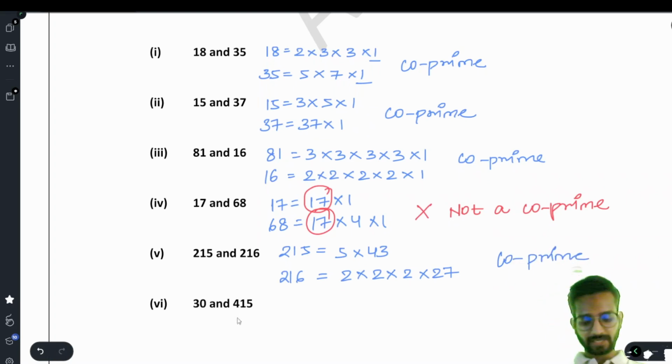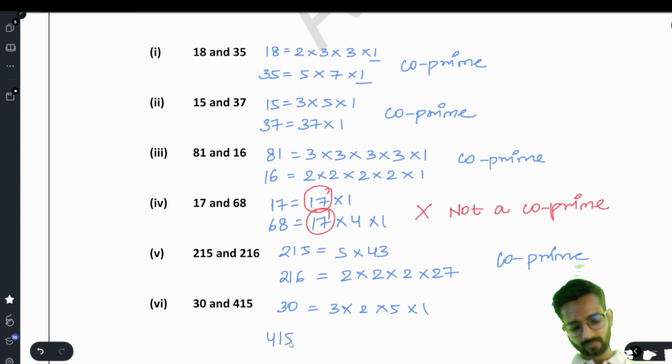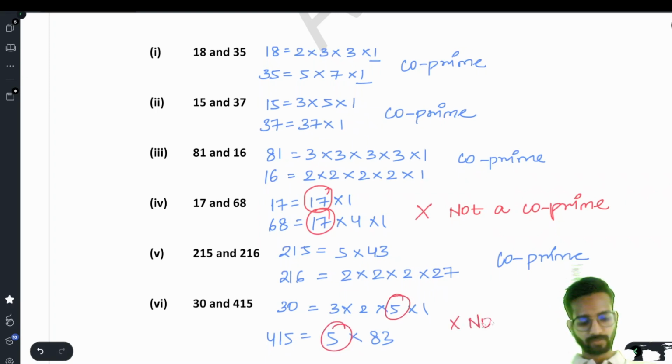Now 30 and 45, what are the factors of that? 30 can be written as 3 into 2, 6 into 5. Now for 45, we can write 5 into 9. 5 and 5 both are common. When there is one common factor other than 1, then it is not a co-prime. It is not a co-prime. Now moving to the next part.